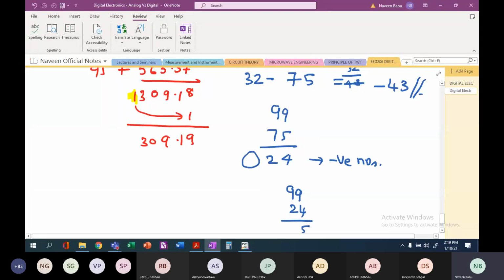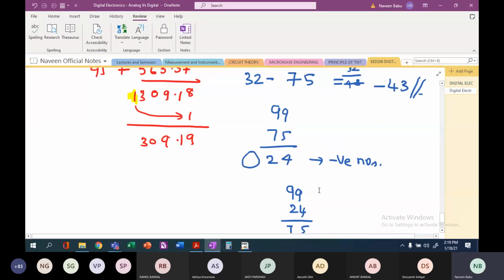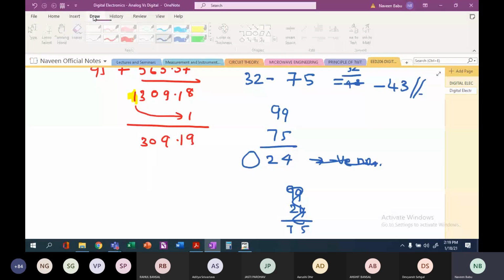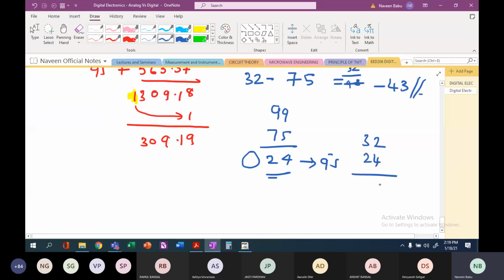Oh, I'm sorry, I've skipped a number. Just forget about it. Okay. Now I have taken a 9's complement here. Since I have taken a 9's complement, let me add this with the number. So 32 plus 24 is going to be 56.